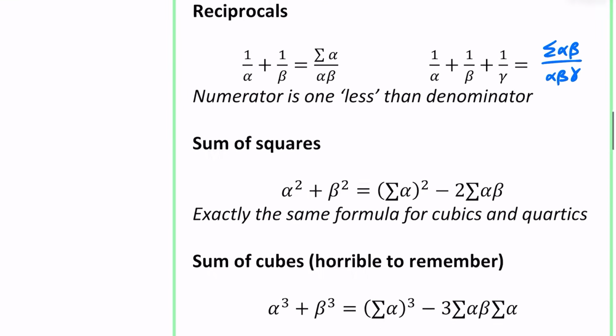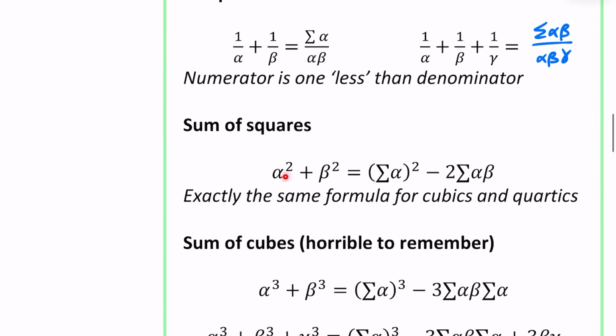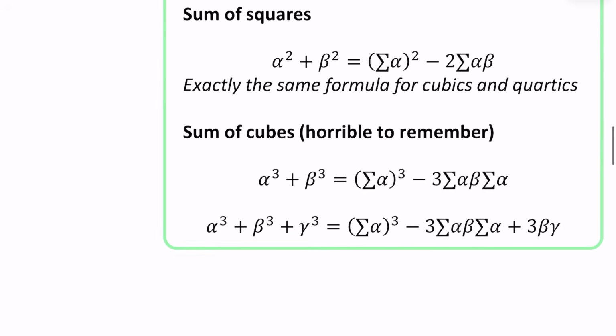The sums of the squares, it is this one. If you want to find alpha squared plus beta squared, you do this. It is exactly the same formula for cubics and quartics. So you do the sum of them squared, minus 2 times the sum of the pairs. It always looks like this. However, the sum of the cubes is very horrible to remember. We only need to do the sum of the cubes for quadratics and for cubics.